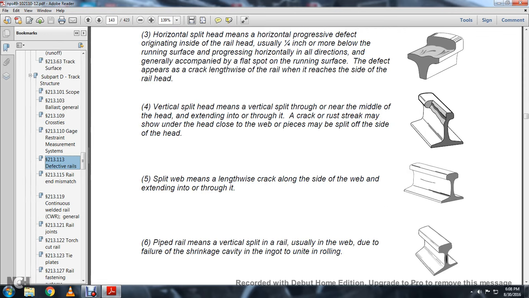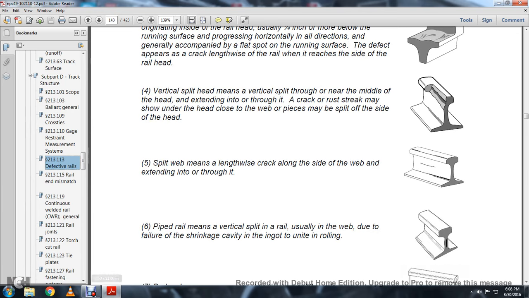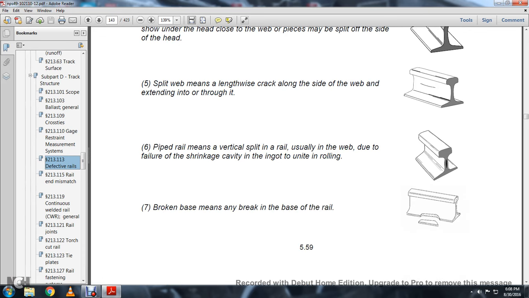5. A split web means a lengthwise crack along the side of the web and extending through it. And 6. A piped rail means a vertical split, usually in the web, due to failure of the shrinkage cavity in the ingot to unite in rolling. 7. Broken base is any break in the base of the rail.